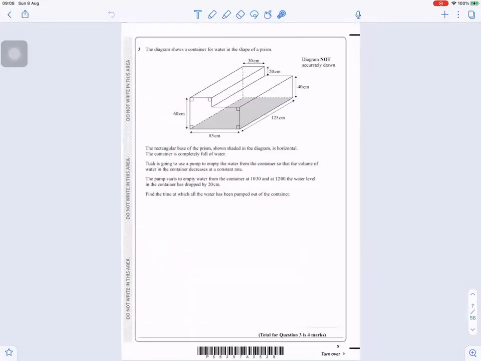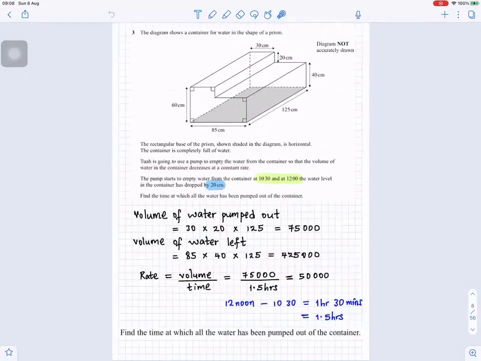Question number 3. The diagram shows a container for water in the shape of a prism. The rectangular base of the prism shown shaded in the diagram is horizontal. The container is completely full of water. Tua is going to use a pump to empty the water from the container so that the volume of water in the container decreases at a constant rate. The pump starts to empty water from the container at 10:30, and at 12 the water level in the container has dropped by 20 centimeters. Find the time at which all the water has been pumped out of the container.